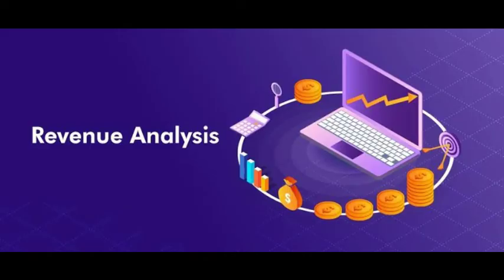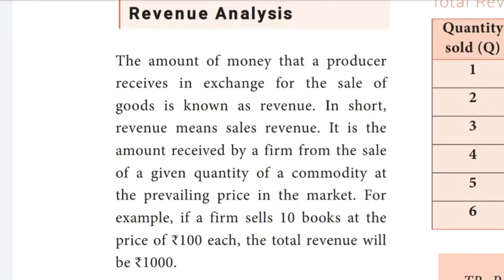First, we will discuss revenue analysis. Students, take page number 89. The amount of money which the firm receives by the sales of its output in the market is known as its revenue. The amount of money that a producer receives in exchange for the sale of goods is known as revenue. In short, revenue means sales revenue.